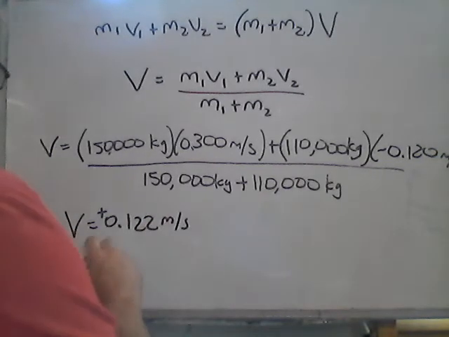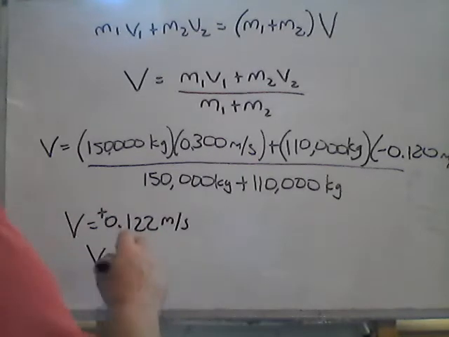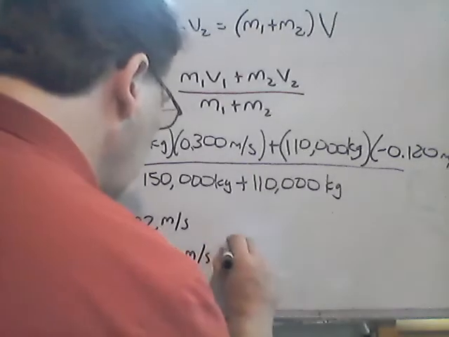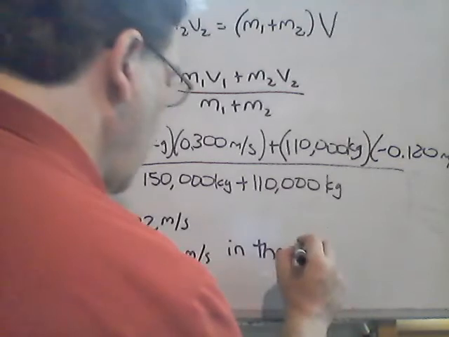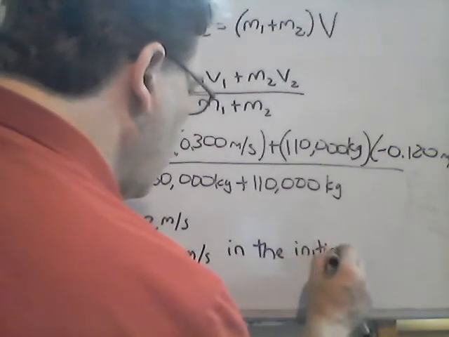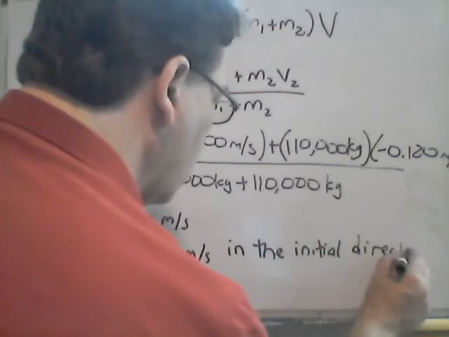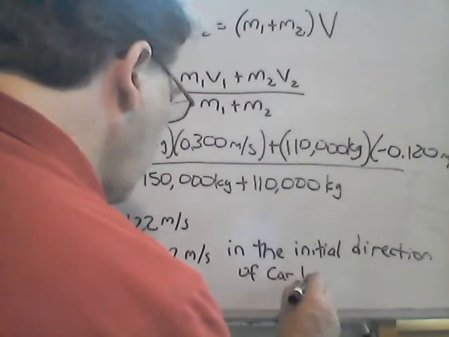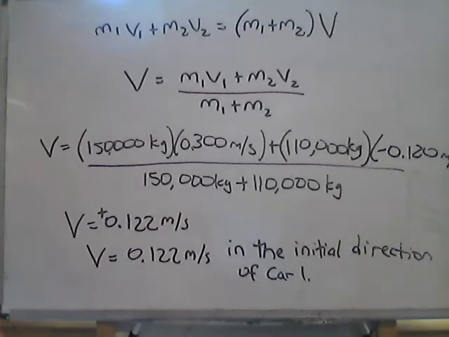One way of looking at this too is that the total combination is going to move at 0.122 meters per second in the initial direction of car 1. I can look at it that way too. I happen to call that positive, but really, if I did the problem backwards, it would just be in the direction that car one was initially moving. All right? So that is a one-dimensional collision problem.